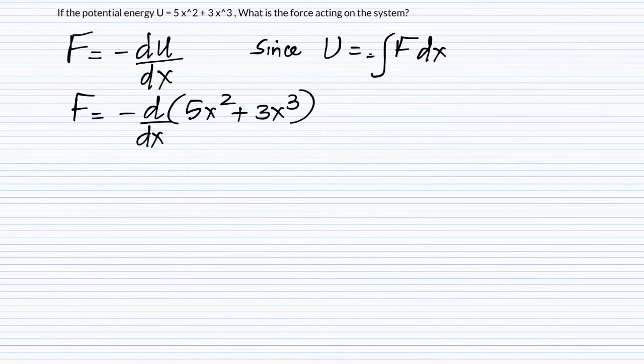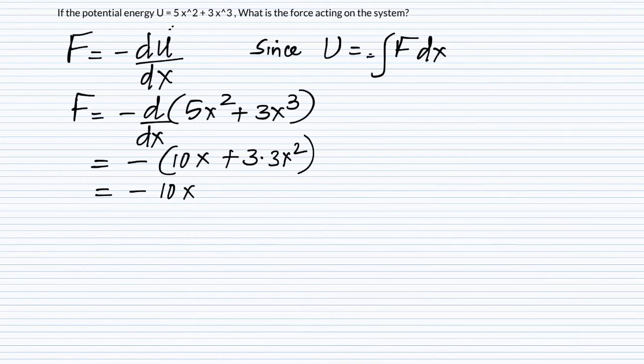Okay. So now you just have to substitute the given value of U there, which is 5x squared plus 3x cubed. And then you know that the derivative of x squared is 2x. So you're going to get 5 times 2, 10x. And this is 3x squared, so that is 3 times 3x squared, which will give you 10x plus 9x squared. But the whole thing needs to be in parentheses. Okay. So that is how you calculate the force.